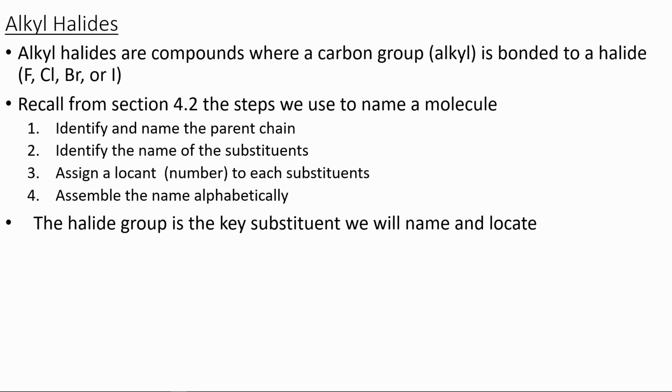Alkyl halides are compounds where a carbon group or an alkyl group is bonded to a halide. And we're just going to go through quickly and overview how to name them. It's very similar to the naming protocol that we've used in the past. First, we're going to identify and name the parent chain. Then we work on the substituents, assign a location, and assemble them alphabetically.